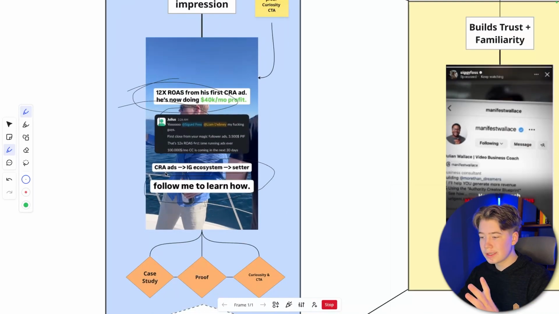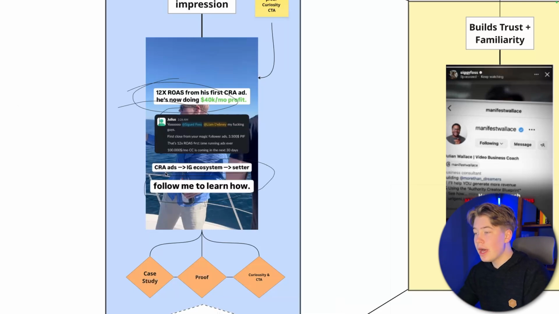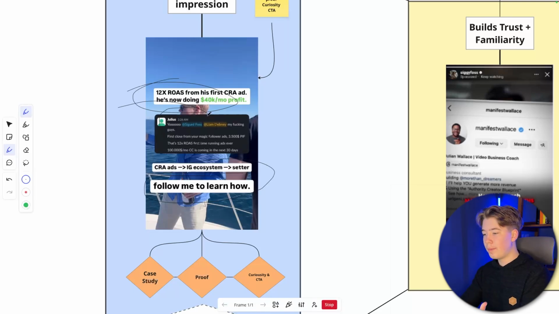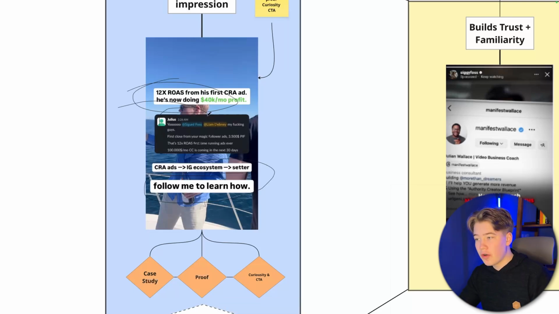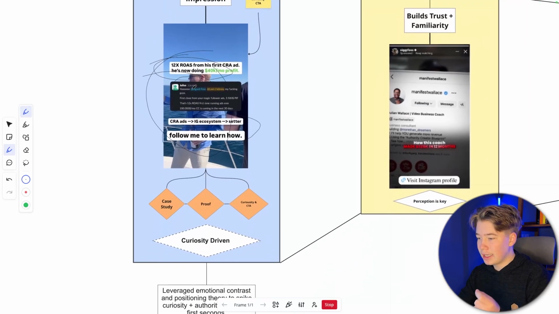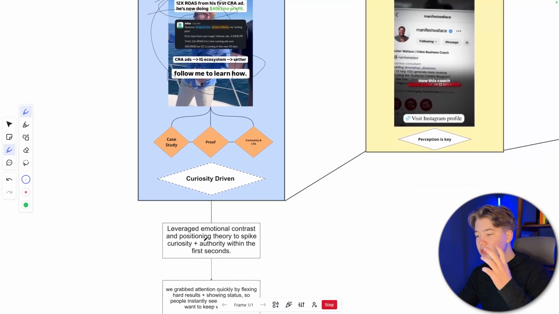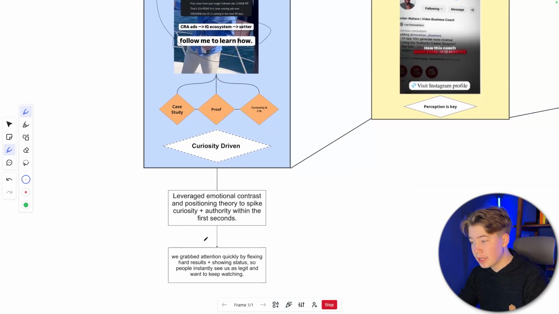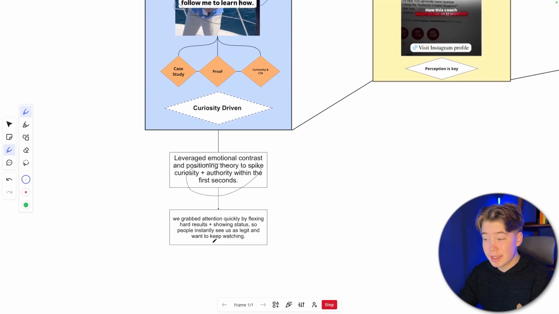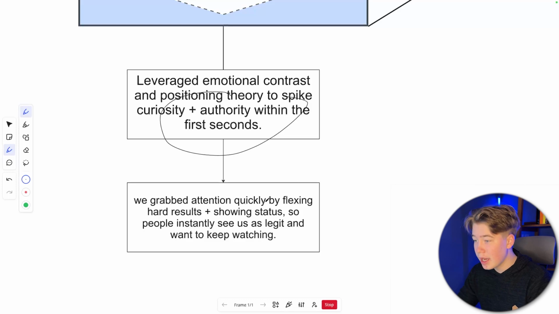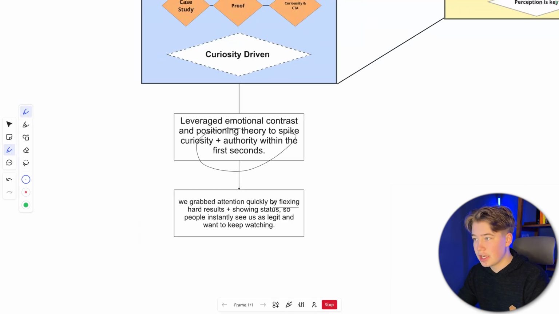Really short, really simple. And the reason why this was able to work so well is because you can instantly understand what the ad says. You can instantly comprehend the information. And also on the background of the ad, it builds authority because of this lifestyle right here, right? So we leverage emotional contrast and positioning theory to spike curiosity and authority in a few seconds. What this basically means in simple terms is we grab attention quickly by flexing results and showing status, so people instantly see us as legit and actually want to keep watching.